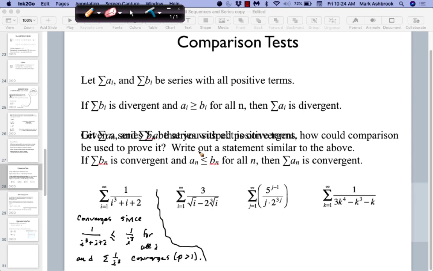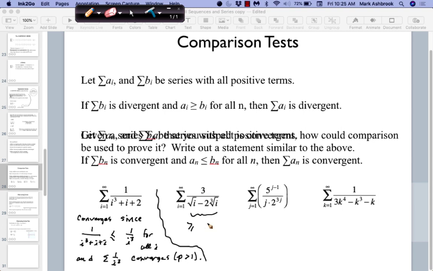Okay, second one. Diverges or converges? Diverges because? All right, P is less than 1, but so what are you going to compare this to? These are all greater than or equal to what? If you're saying diverges, you're saying all those terms are greater than or equal to what sequence?